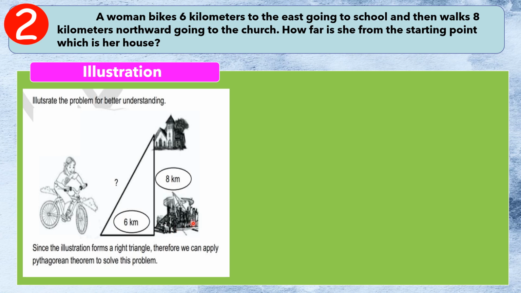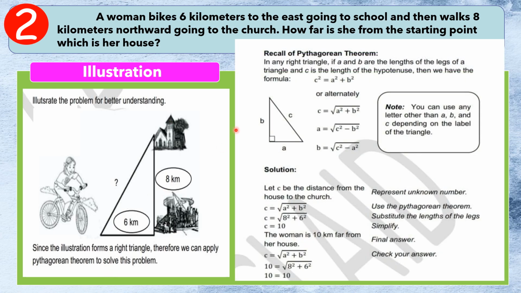So kung mapapansin niyo, yung illustration natin is right triangle. Since the illustration forms a right triangle, therefore we can apply the Pythagorean theorem to solve this problem. So ano po ba yung Pythagorean theorem? In any right triangle, if A and B are the lengths of the legs of a triangle and C is the length of the hypotenuse, pag sinabi po nating hypotenuse, ito po yung longest side ng right triangle. So, ito po yun. This is the hypotenuse. Ayan po. Tapos itong dalawa, ayan po yung legs na tinutukoy.